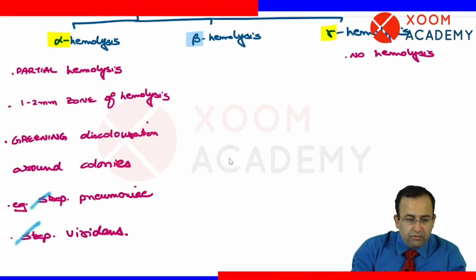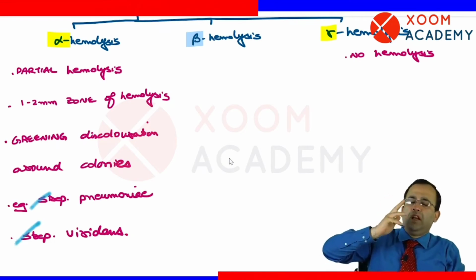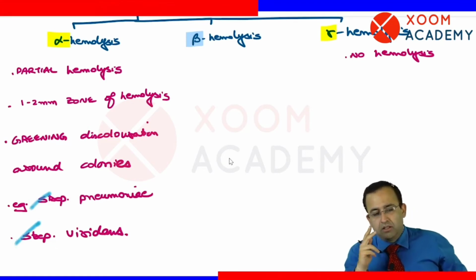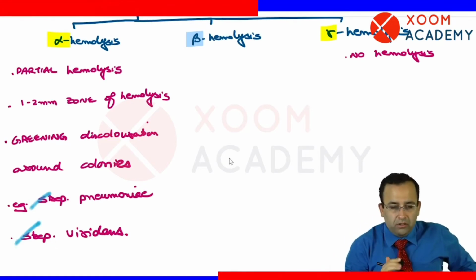So in alpha hemolytic streptococci, we see the presence of two organisms: Strep pneumoniae and Strep viridans.